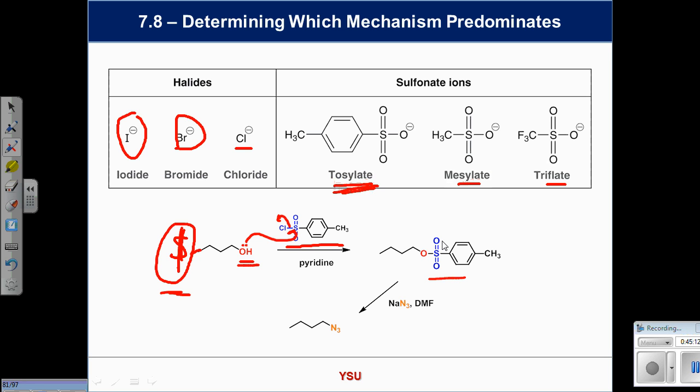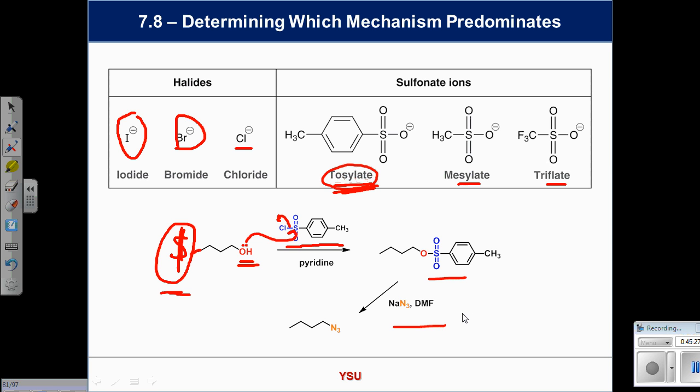You make what's called a tosylate. There's the word right there. That tosylate is a much better leaving group than OH, and it's probably as good as an iodide. But we don't have to worry about iodides being unstable, and we don't have to worry about adding acids to hydroxyls.